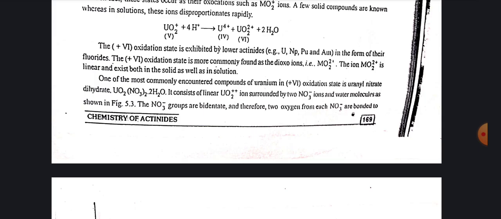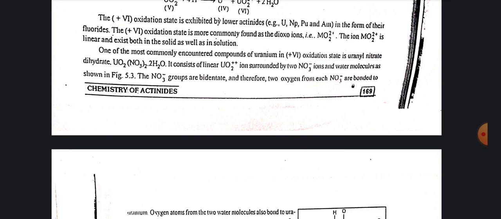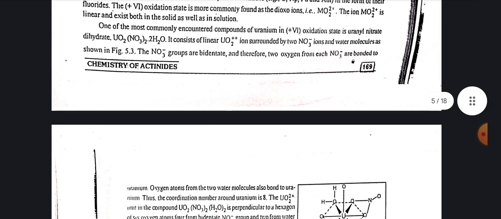The +6 oxidation state is exhibited by the lower actinides in the form of their fluorides. The +6 oxidation state is most commonly found in the dioxo ions. The ion MO2 2+ is linear and exists both in the solid as well as in solution. One of the most commonly encountered compounds of uranium in the +6 oxidation state is uranyl nitrate dihydrate.